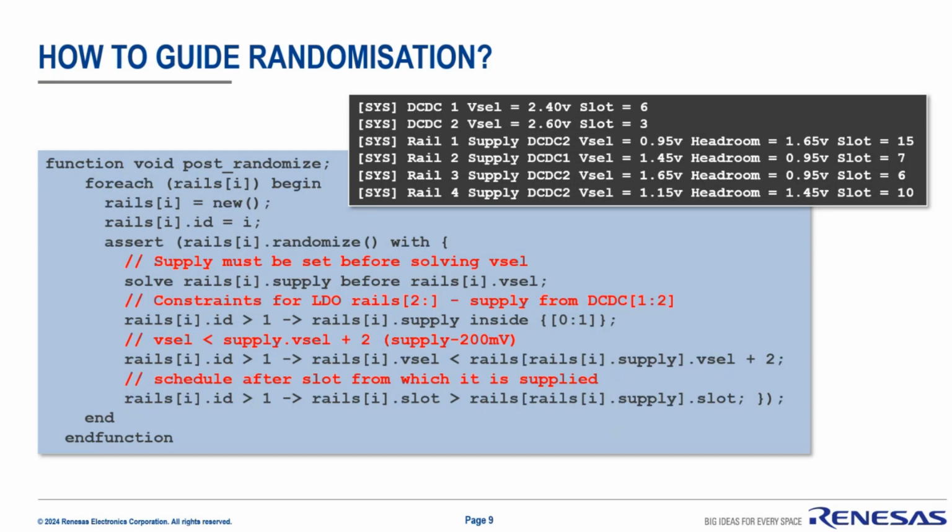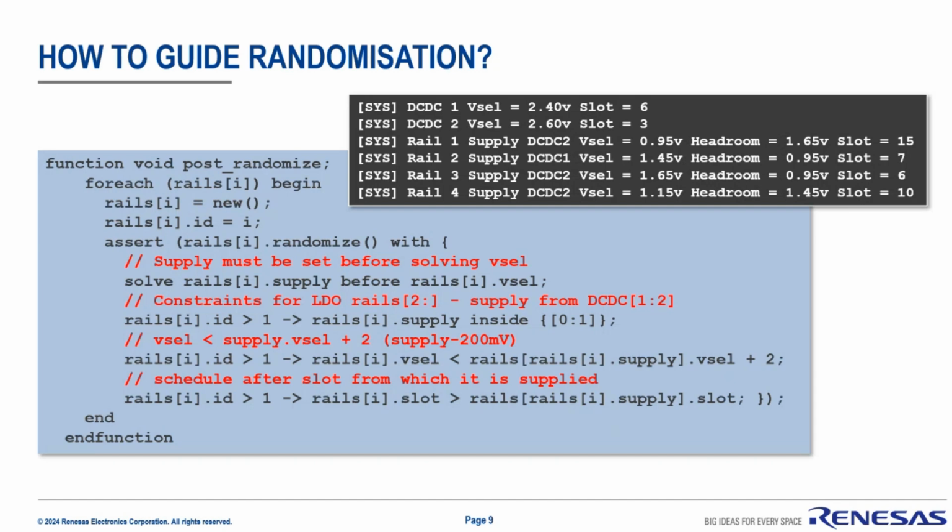The second thing we do is that for any of the rails from 2 onwards, we don't care about rails 0 and 1. They're the DC to DC converters in this scheme of things. So for anything greater than 1, from 2 onwards, we supply a constraint to say that its supply is either 0 or 1. That means DC to DC converter 0 or 1, buck 0, buck 1.